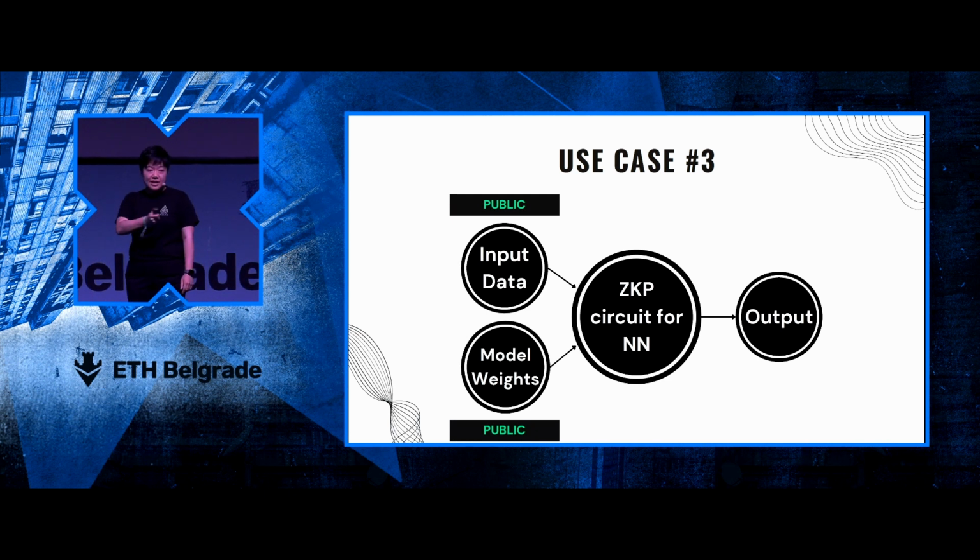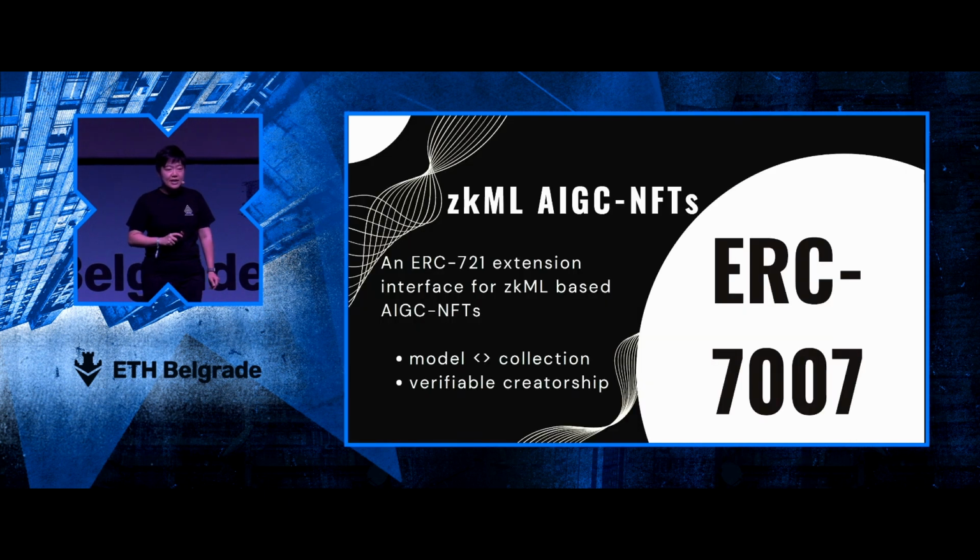The other use case, or the other application for this particular type of use case, is a new kind of idea, which is AIGC NFT. So AIGC NFT is not a new thing. A lot of our NFTs nowadays are actually already algorithmically or AI generated. But there's always a talk about, well, how do I prove that this image is actually generated by this person or by this model, right?